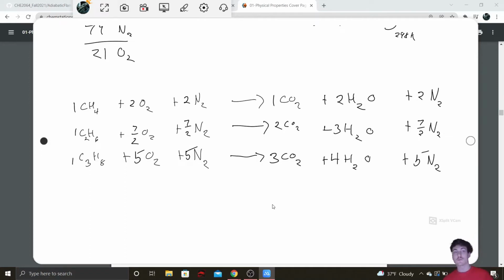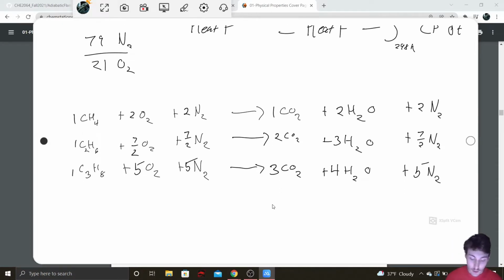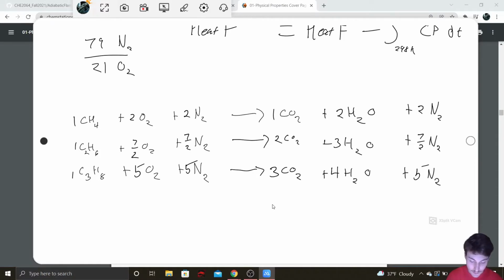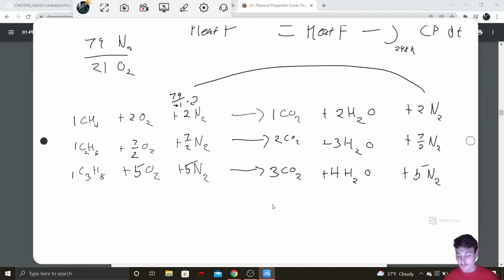And then to incorporate the 79 to 21 mixture, we are going to multiply all of these nitrogens by this coefficient. So it's going to be 79 over 21 times this 2 right here. And we're just going to do that for every single nitrogen that we have. Every coefficient that we have is going to be multiplied by 79 over 21 to give us that even molar ratio that we see with the oxygen.